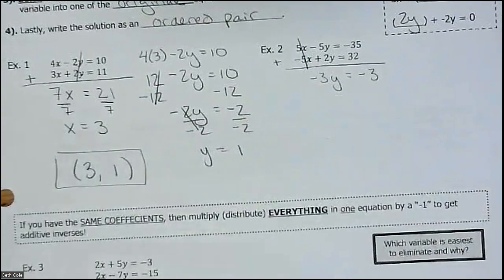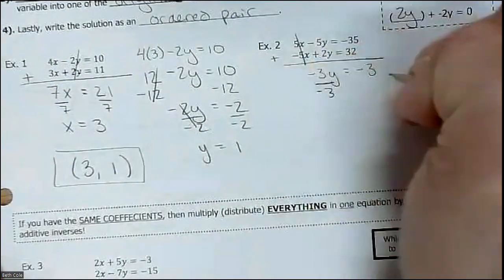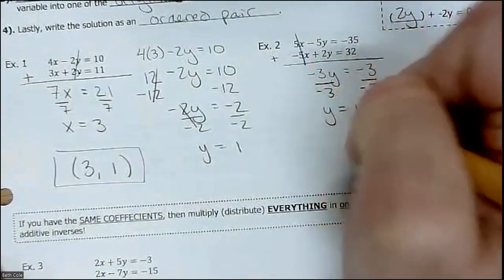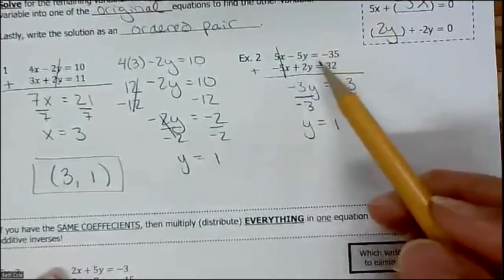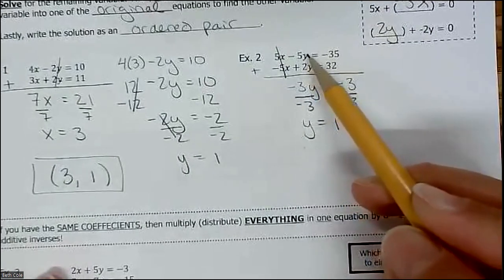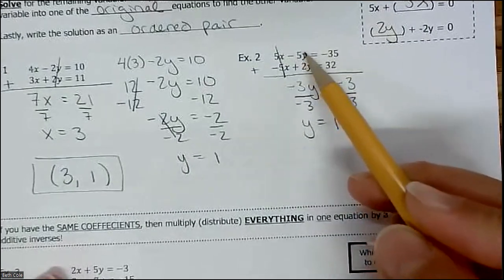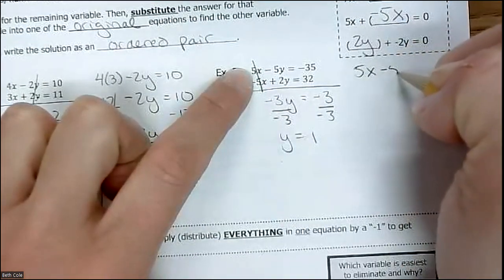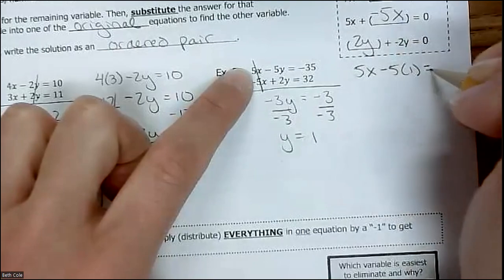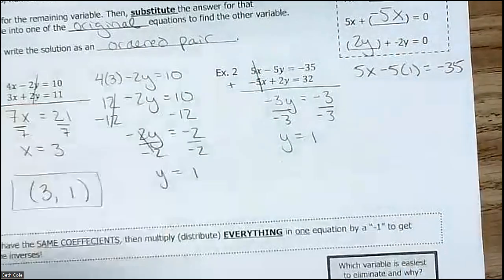Again, on a test, you'd have a calculator. I just like them put away while I'm teaching. Divide by -3 and you get y equals 1. Plug it back into one of the original equations, and I would just use the first one. We're going to plug y is 1 right here. Do you see where I'm pointing? 1 is going to get plugged in right there. So 5x minus 5 times 1 equals negative 35.